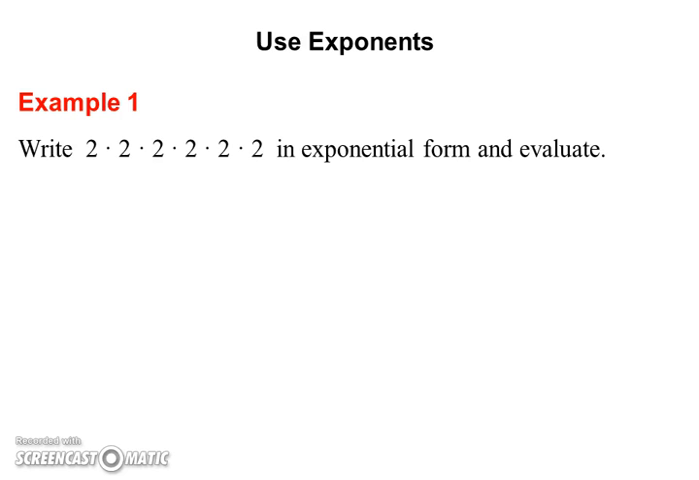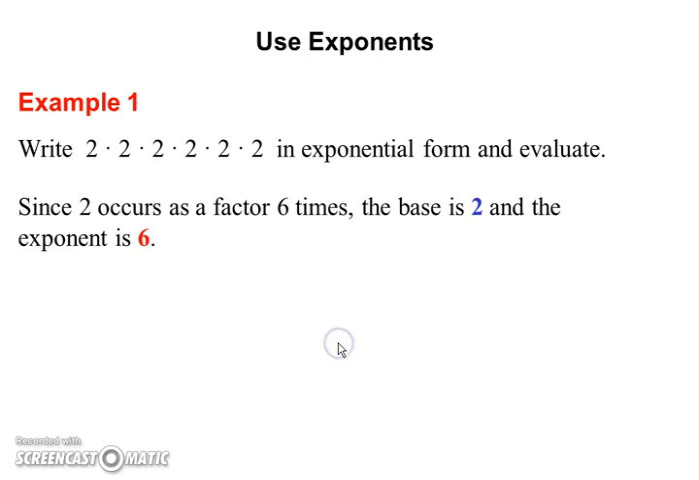Okay, when we work with exponents, let's look at the example here on the screen. When we multiply a number, for example, if we multiply 2 together 6 times, we could write it out as 2 times 2 times 2 and so on, and then we could evaluate it. Now, an exponent allows us to write it in a more concise manner.